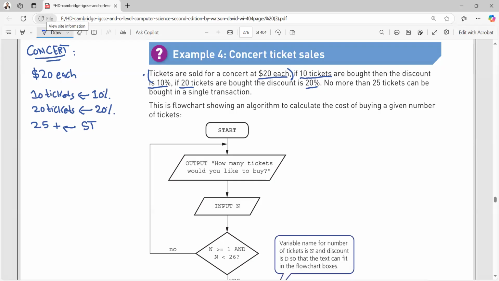What are you saying? Can we purchase 22, 23, 21? No, no. Only, wait. Yes, you can purchase 21, 22, 23, 24, 25, but you cannot purchase more than 25. Yes, that's what I was saying.